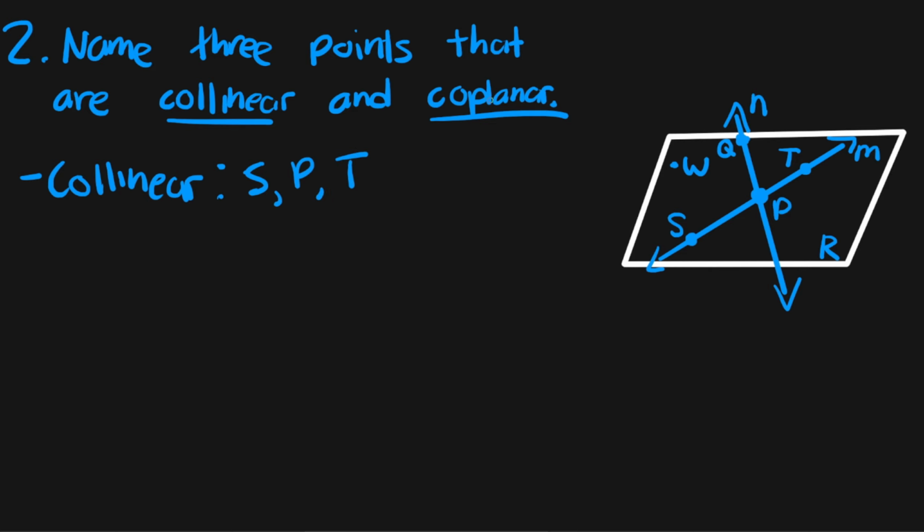Alright, so what about 3 points that are coplanar? Well, coplanar means that they lie on the same plane. So 3 points that are coplanar, you could say W, well, W is in the plane, T is in the plane, and so is S. So you could say W, T, and S. And that's about it for this question.